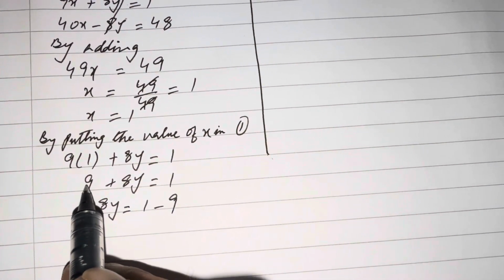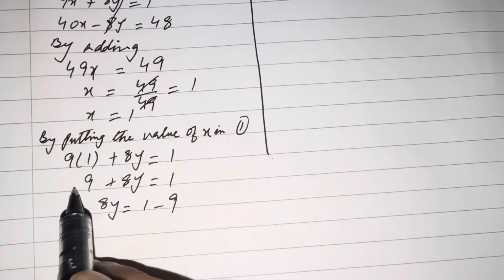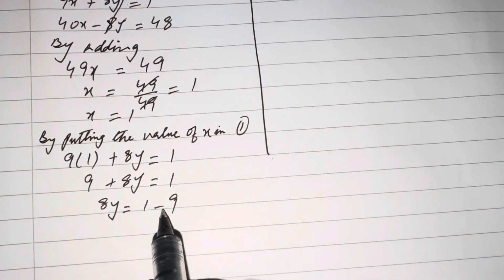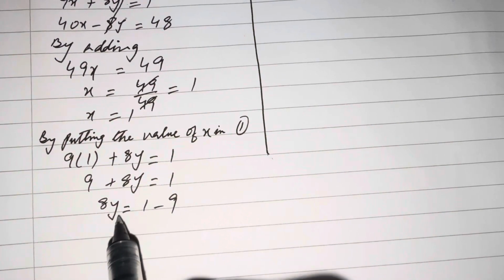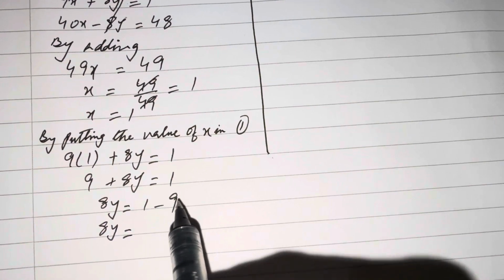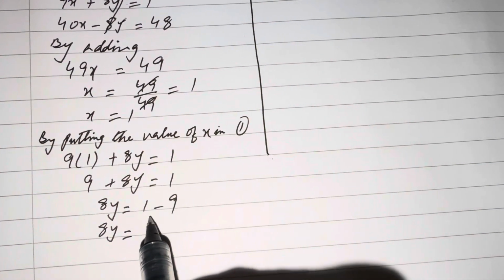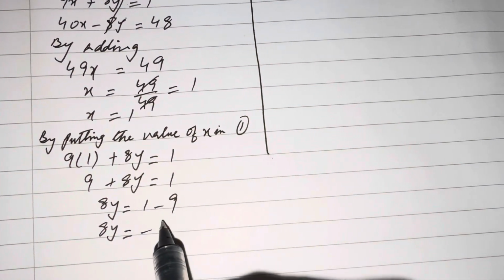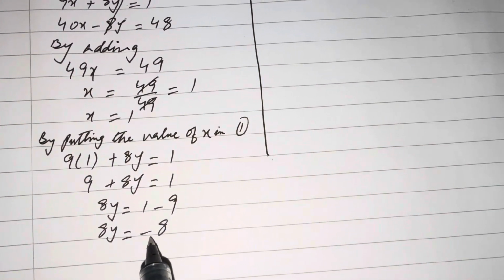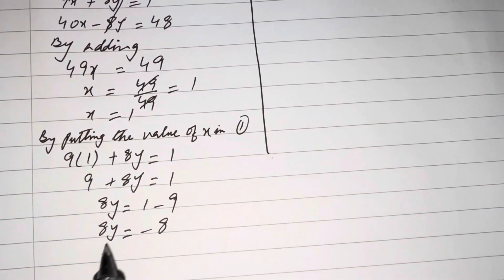Because the 9 is positive on that side, when you take this 9 to the other side of the equation, it will become minus 9. So 8y is equal to 1 minus 9. When you subtract the bigger amount from the smaller amount, the answer will always be a negative number. So minus 8 will be the answer of these two numbers.